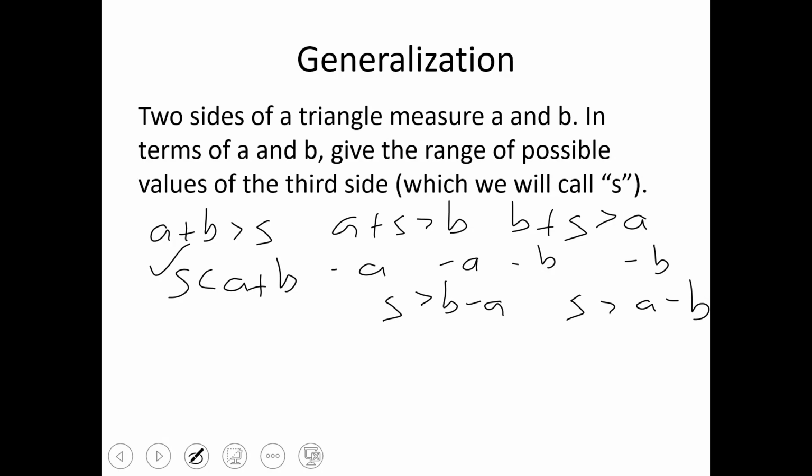All right, so we definitely need the first of these inequalities. That provides the upper bound. S must be less than A plus B. But let's consider the other two, which will provide the lower bound somehow. That is, tell us what S must be greater than. Well, think about the relationship of A minus B and B minus A. Think in general about the difference between A minus B and B minus A.